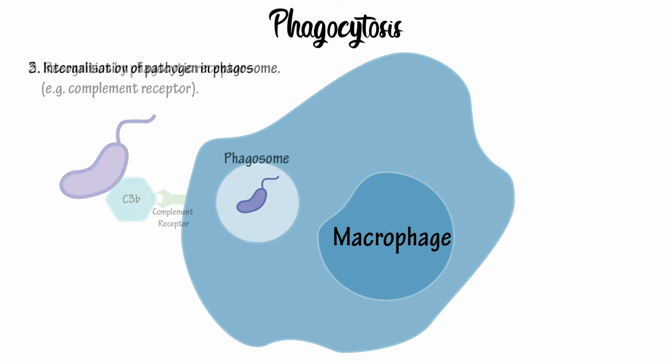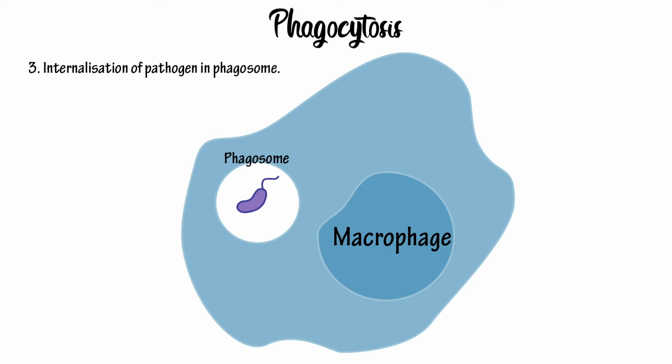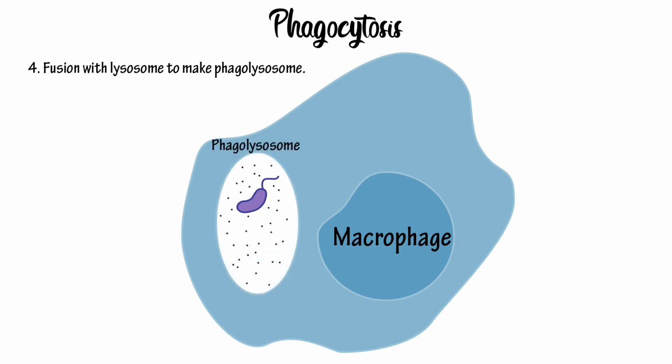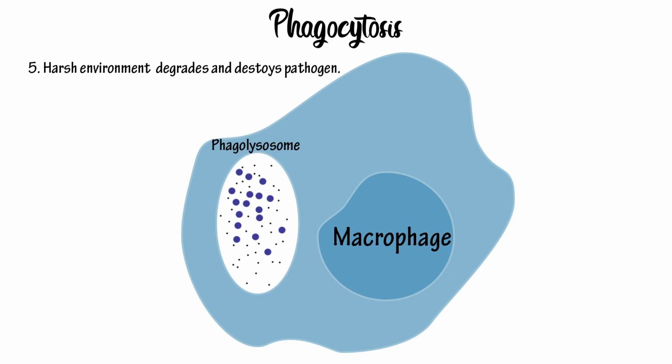The pathogen is internalized and enclosed in a phagosome. Cells also have lysosomes, which contain lysozyme, nitric oxide, and other antimicrobial peptides. This fuses with the phagosome to form a phagolysosome. The resultant environment is highly acidic due to the proton pumps from the lysosome pumping H+ ions into the phagolysosome, degrading and destroying the pathogen. The product is then expelled from the cell and cleared from the system.